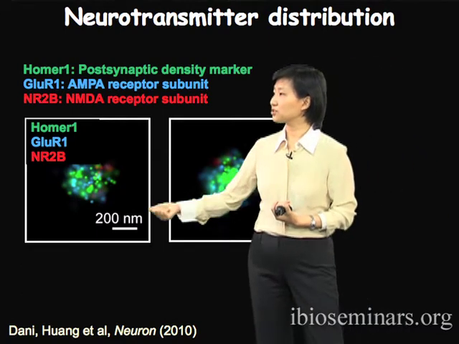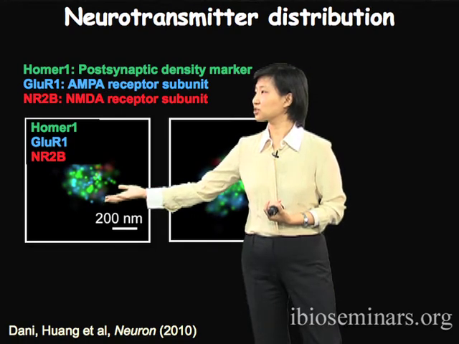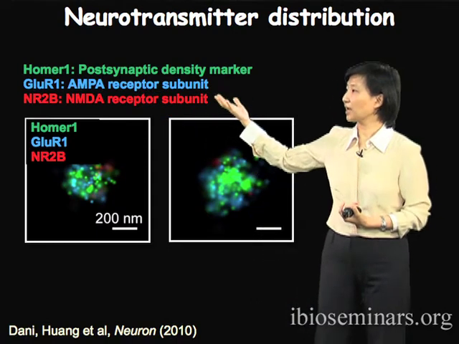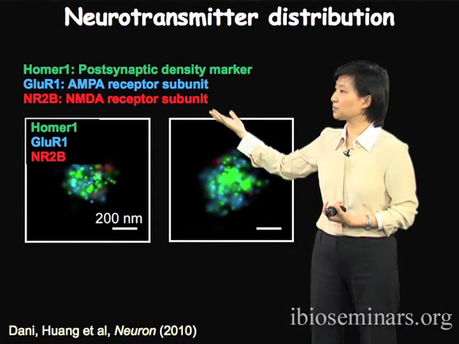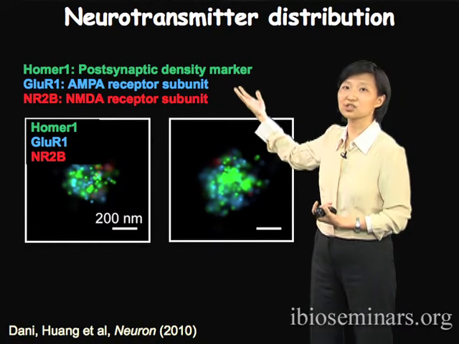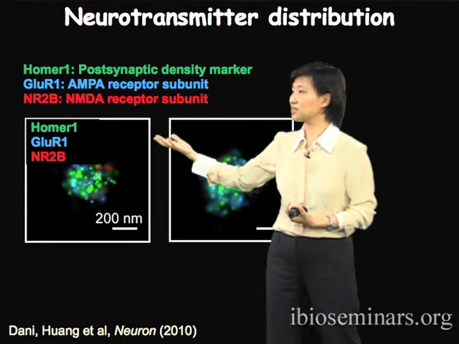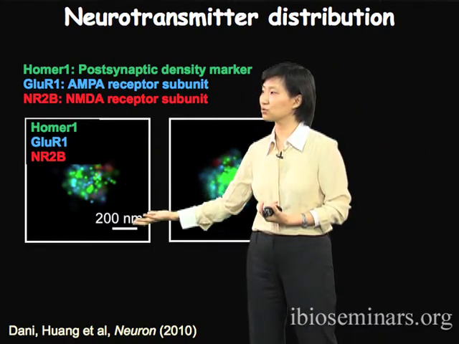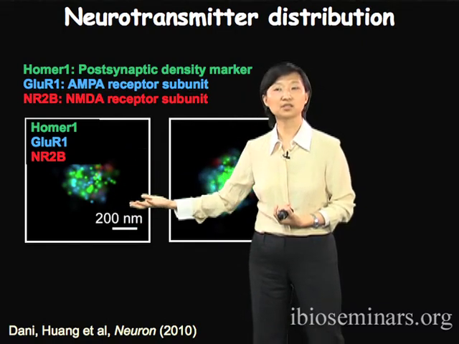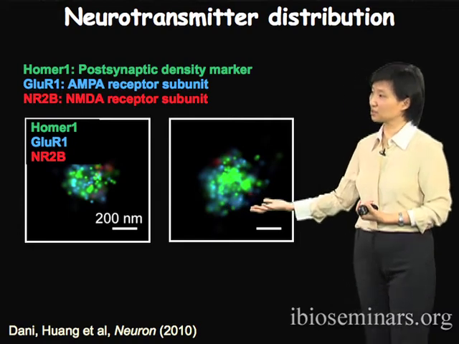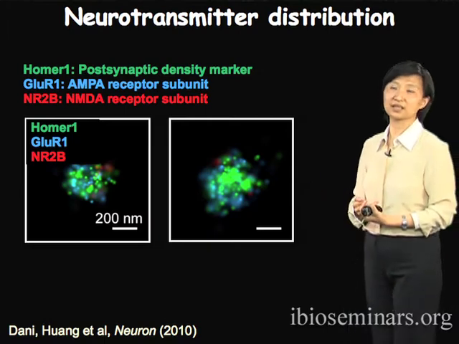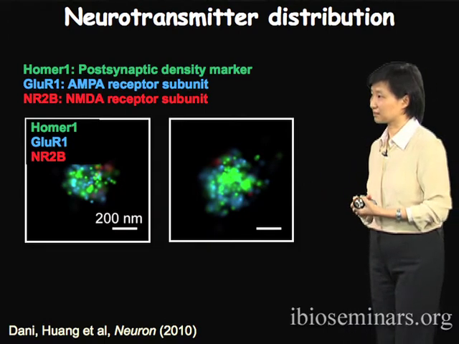And then here, what you see is the distribution of GluR1, which is an AMPA receptor subunit, and NR2B, which is an NMDA receptor subunit, with respect to the postsynaptic density marker Homer1. And we can see both central synaptic distribution, where the receptors are almost exactly overlapping with the postsynaptic density, and a perisynaptic distribution, where the receptor forms an annular ring around the postsynaptic density.